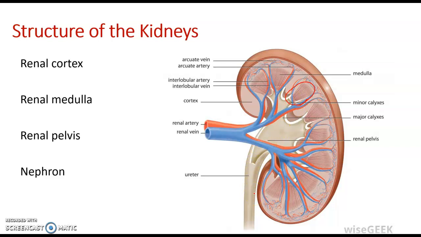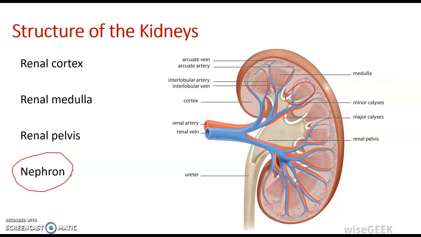There are teeny tiny structures jam-packed inside the pyramids of the medulla layer, and these are called nephrons. So really we say the kidneys are like the workhorse of the urinary system, but it's actually these nephrons that are doing all of the work. Those are the filtering elements of the kidney. So we will look at those next.